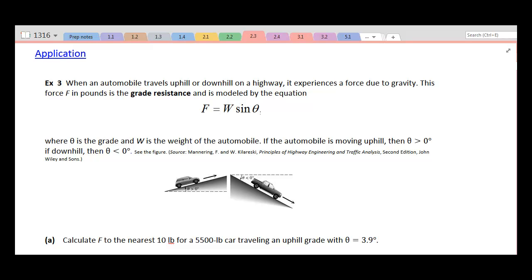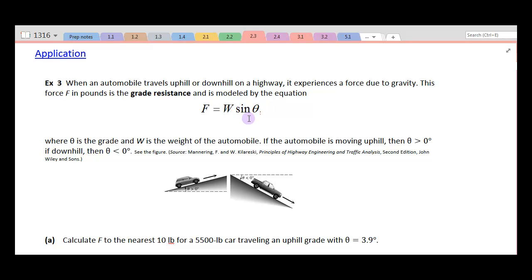So let's look at an application of when we might use these ideas. And here I have an example. This example says that we have an automobile that can travel up or downhill, and when it does, it experiences some force due to gravity. And this force, which is called a grade resistance, is modeled by the following equation.